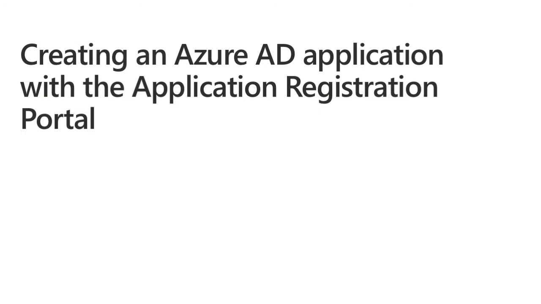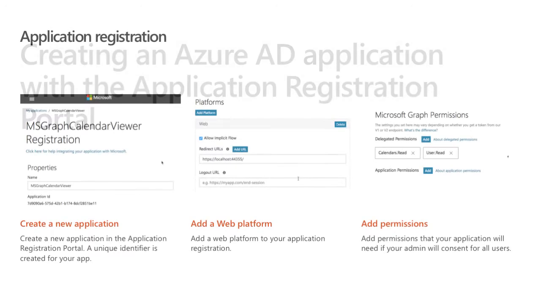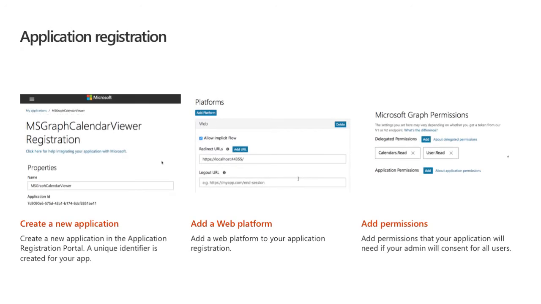So let's look at what's involved in creating an Azure AD application with the App Registration Portal. The first thing you're going to do is go to the App Registration Portal and register a new application. This is not creating the code base. This is just getting an ID for the application so that Azure AD knows who this is and knows what resources it has access to.